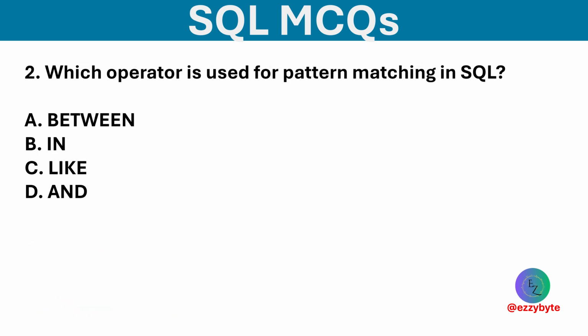Which operator is used for pattern matching in SQL? Options are between, in, like, and. Option C is correct. Like is used to search for a pattern in a column.